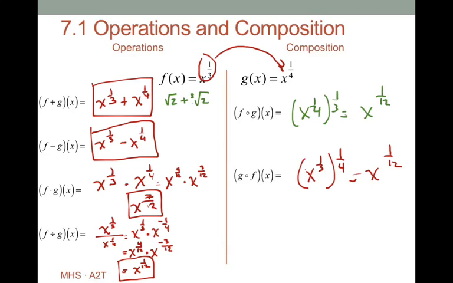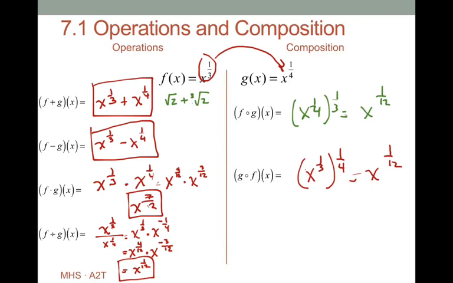You're going to take g of x, which is x to the 1/4, and plug it in to f of x, or x to the 1/3. So you get x to the 1/4 raised to the 1/3. Remember, when you take an exponent and you raise it to another one, then you multiply the exponents. So 1/4 times 1/3 is 1/12.